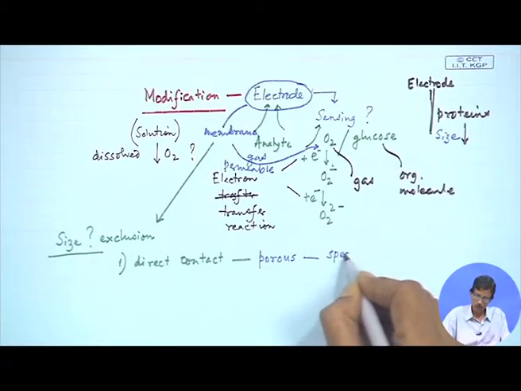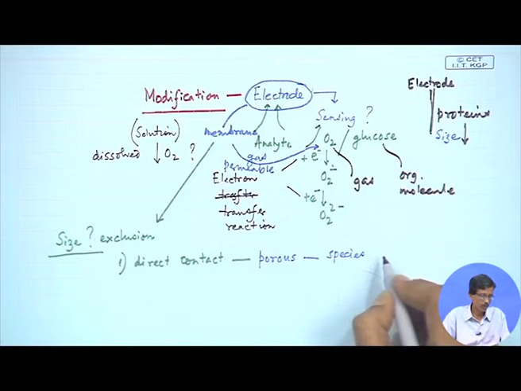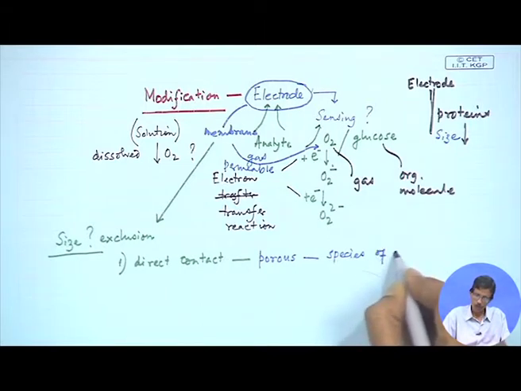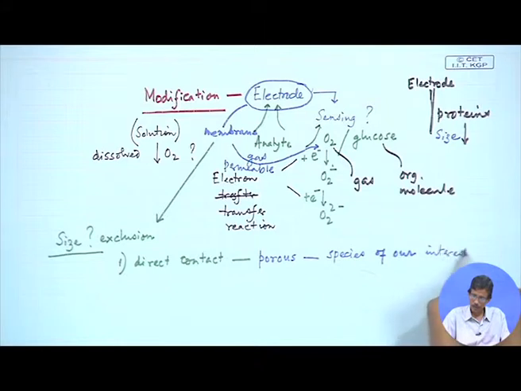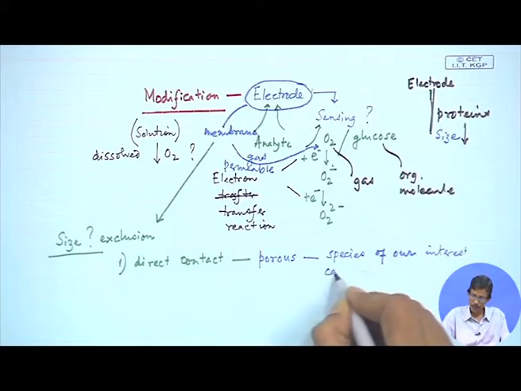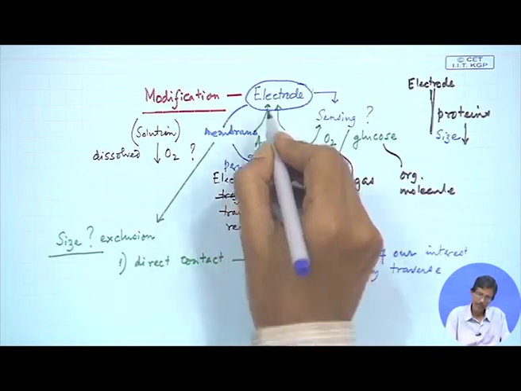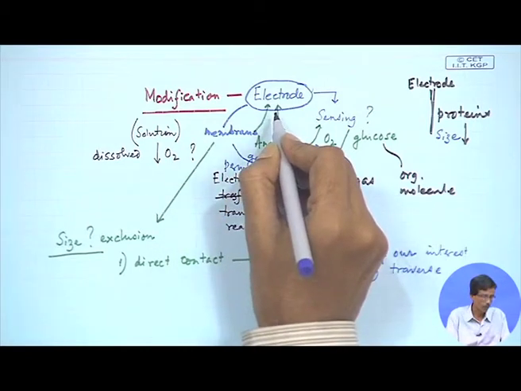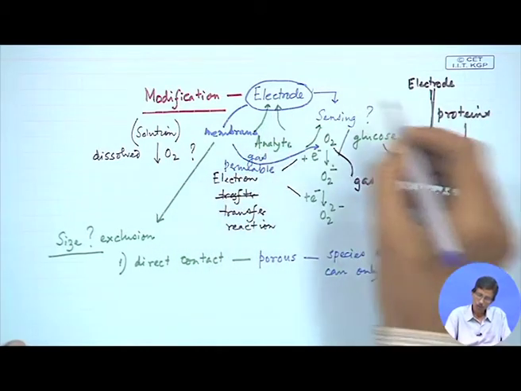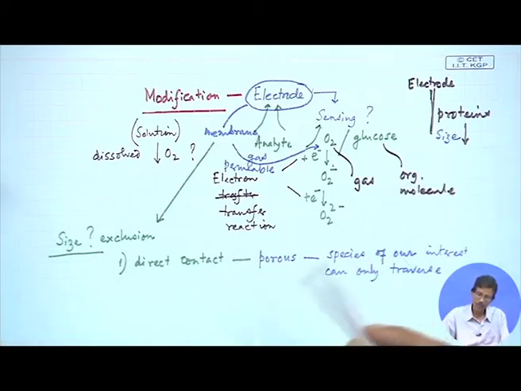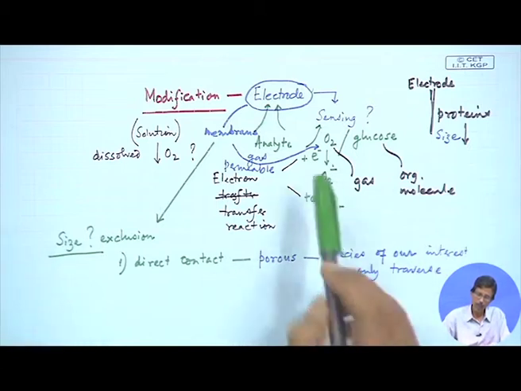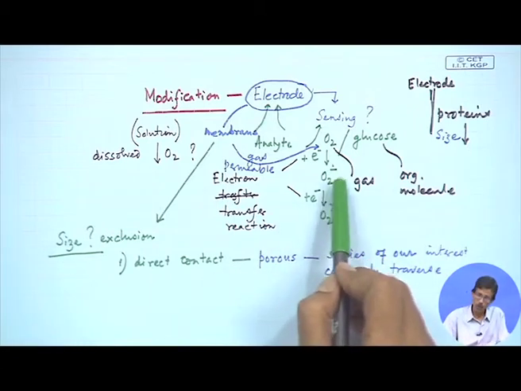So, the species of our interest can only traverse such that it can reach the corresponding electrode. If we think of a membrane that is only permeable to gas, particularly the O2 gas molecule.